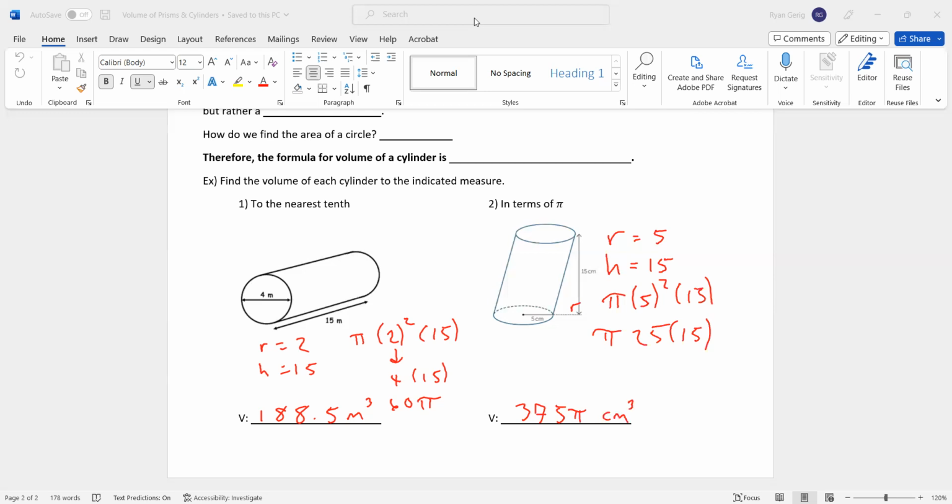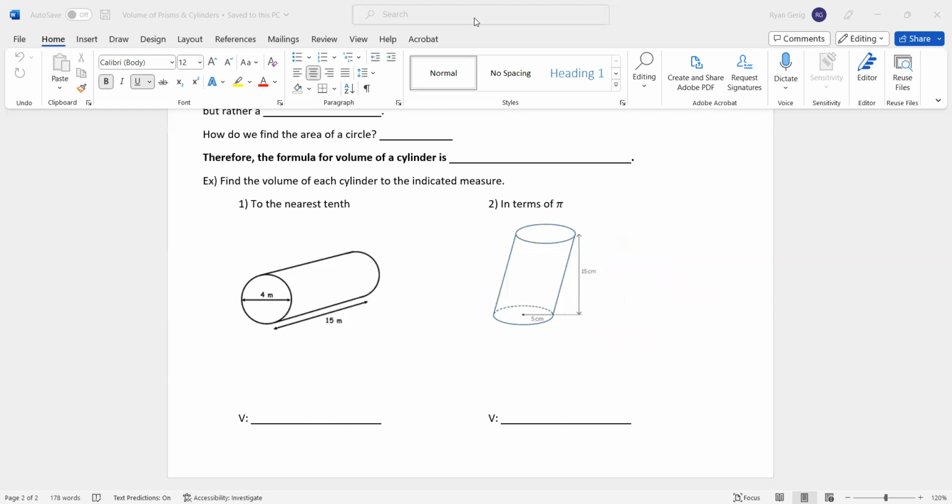All right, so hopefully this gives you some confidence. Not too difficult of a lesson. We're going to move on to pyramids and cones in the next one.